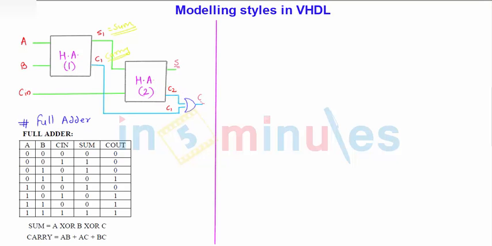We have also seen the truth table for the full adder. A, B, C are the inputs, whereas sum and C out are the outputs for the full adder. If you solve the K map for sum and C out, you will get the expression: sum is equal to A XOR B XOR C, and carry is in SOP format, that is sum of products, with product terms AB, AC and BC, and a sum between them.